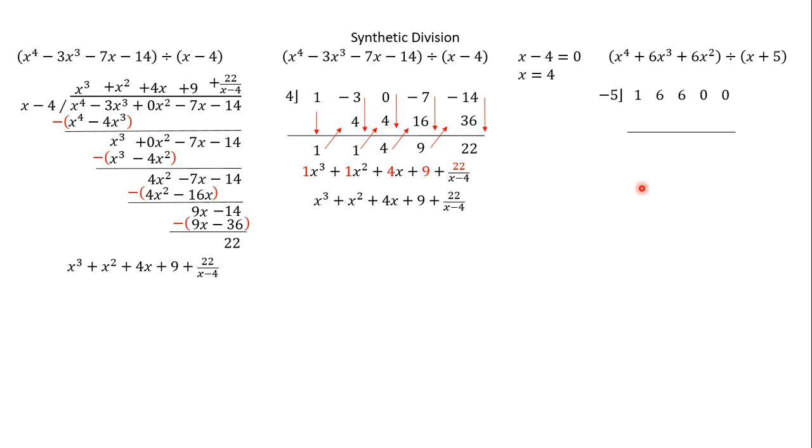So we can draw a line. This first number comes straight down. So it's a 1. And multiply by -5. Is -5. Add 6 plus -5 is 1 times -5. Add is 1 times -5. Add -5 times -5 is 25. Add, we get 25. So again, bring it down, multiply, add, multiply, add, multiply, add, multiply, add.